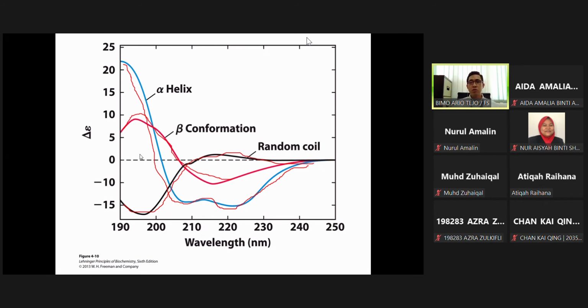For example, if you want to see whether a vaccine sent from China to Malaysia is still stable, you can run CD, a very quick analysis, to see whether your vaccine is still in a certain conformation. For example, in beta conformation, by the time it arrives here it has become random coil, because of the heat. It should have been kept in the fridge, but it was left outside. So the vaccine becomes damaged. So you can use CD, a quick analysis, to see whether the protein inside the vaccine bottle has already changed into random coil due to the high temperature.